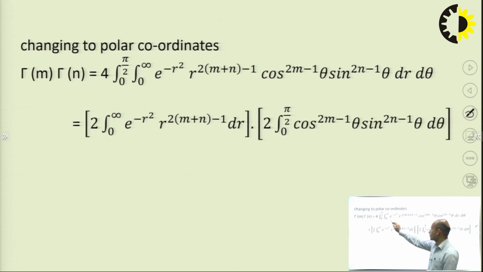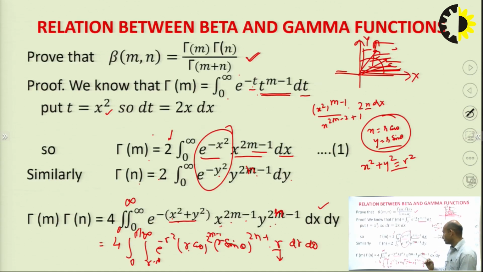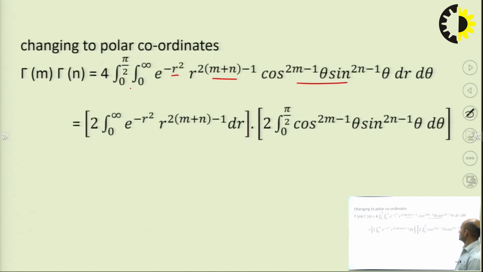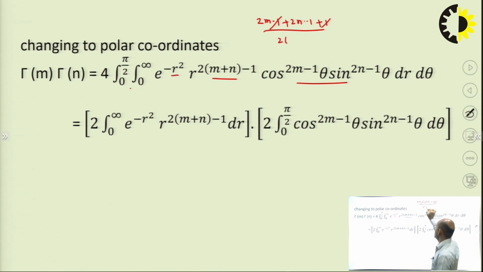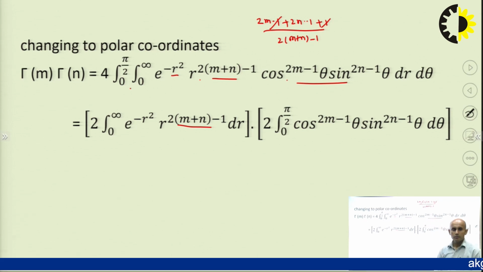Now we get this integration as 4 times integral 0 to pi by 2, 0 to infinity, e to minus r square. Since the power of r is 2m minus 1, 2n minus 1, and there is one more power, the power of r will be 2m minus 1 plus 2n minus 1 plus 1. So finally we have 2m plus 2n minus 1 as the power of r here. And similarly we have the powers of cos and sine here. So this is the integration in polar form.